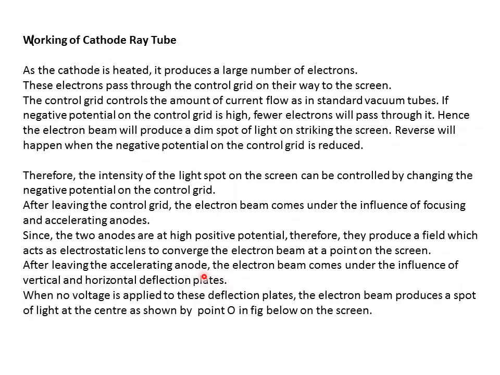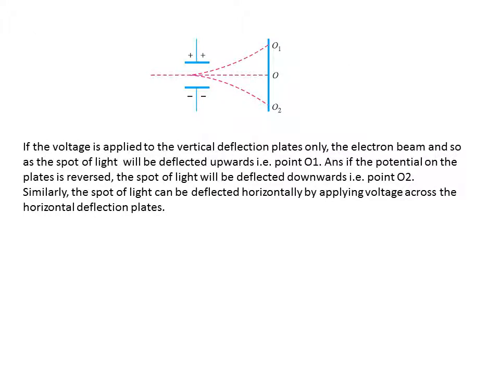After leaving the accelerating anode, the electron beam comes under the influence of the vertical and horizontal deflection plates. When no voltage is applied to these deflection plates, the electron beam produces a spot of light at the center, as shown by point O in the figure below on the screen. In the figure we will see how the horizontal and vertical deflection plates work. If the voltage is applied to the vertical deflection plates only, the electron beam and so the spot of light will be deflected upwards, that is point O1.